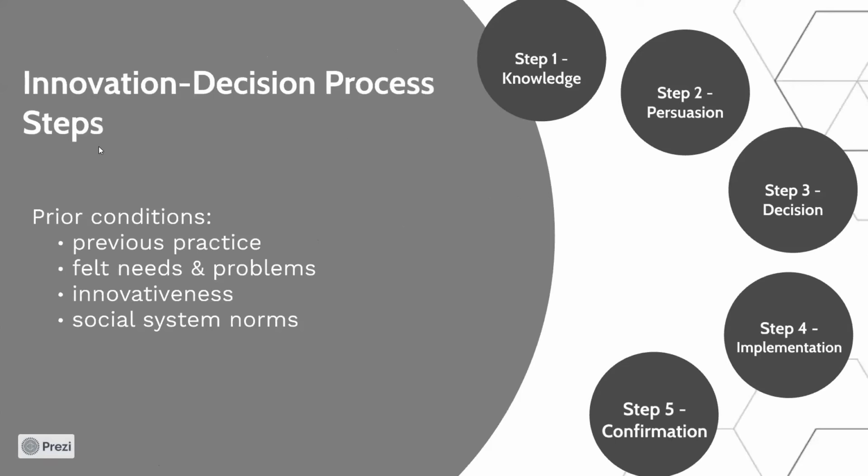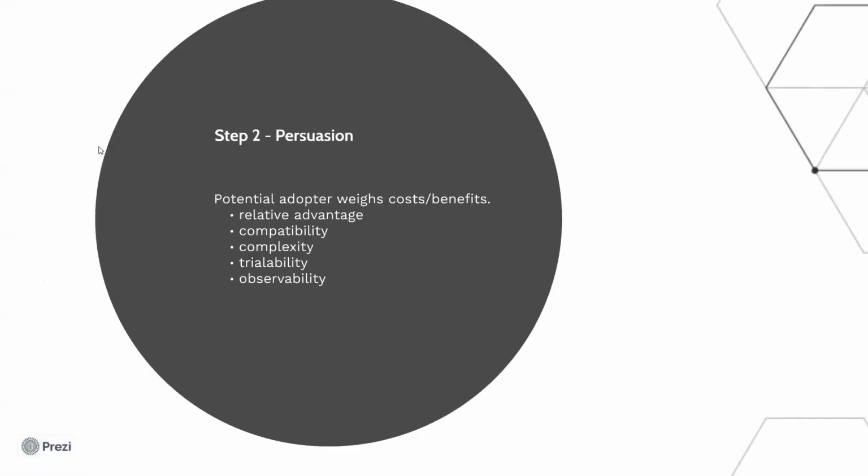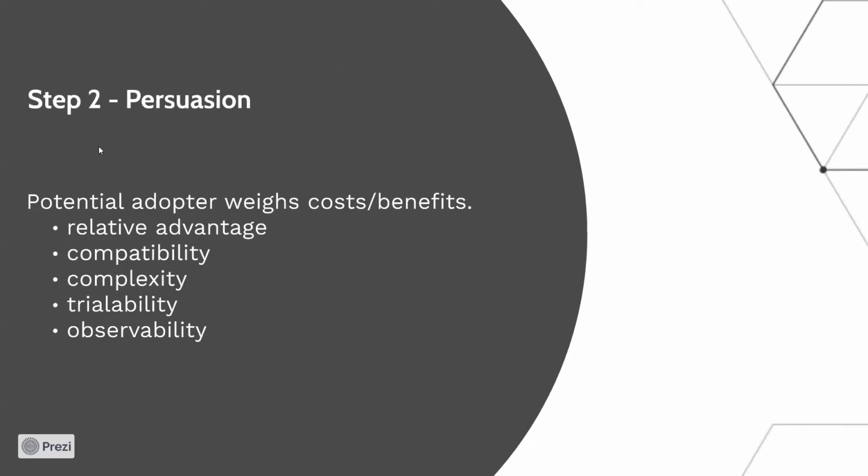Following the knowledge step is step two, persuasion. This is a step in which the individual or organization essentially weighs the costs and benefits of potentially adopting the innovation. This includes how that innovation may or may not hold relative advantage to the person's existing behaviors or tools used, how compatible the innovation is with their life or needs, the level of complexity in the innovation. In other words, how hard is it going to be to figure out how to use it?